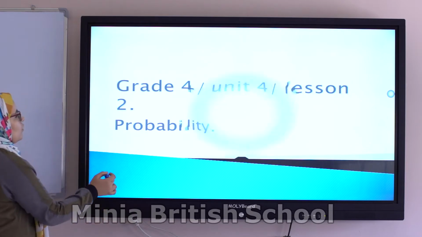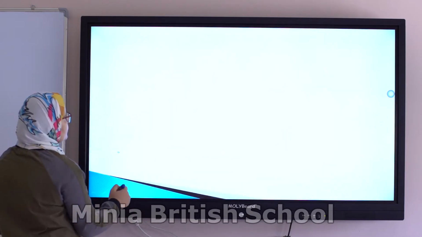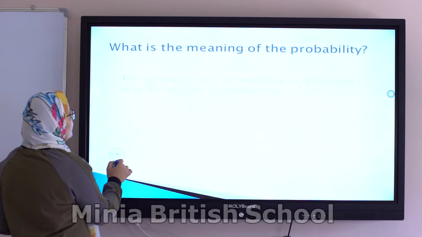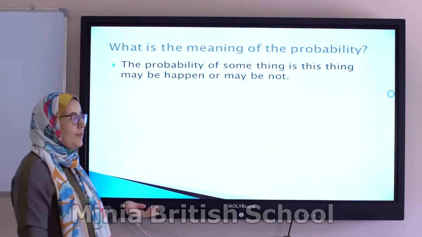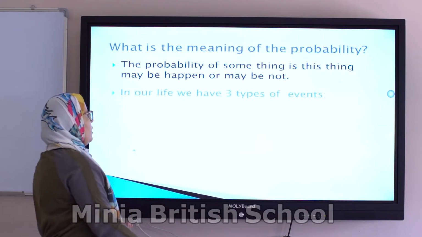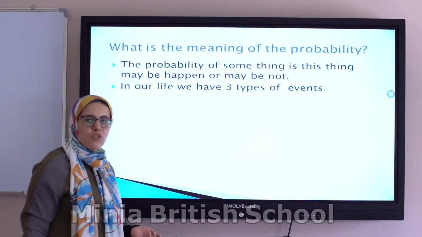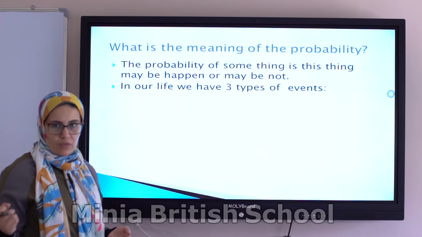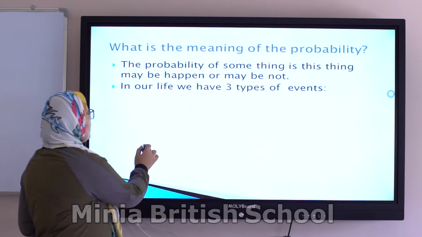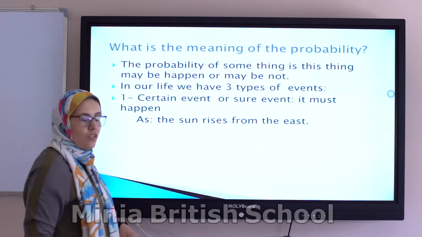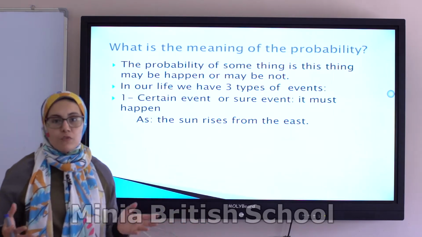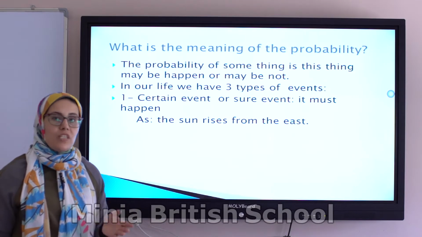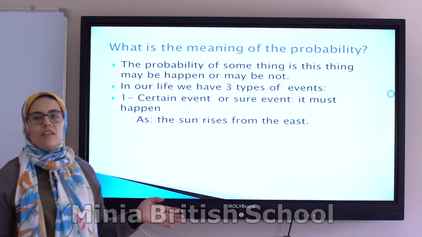What is the meaning of the probability? The probability of something is that this something may happen or may not. In our lives, actually, we have 3 types of events. The first type is called a certain event or sure event. Like what? Like the sun rises from the east. All of you know that the sun rises from the east every day.